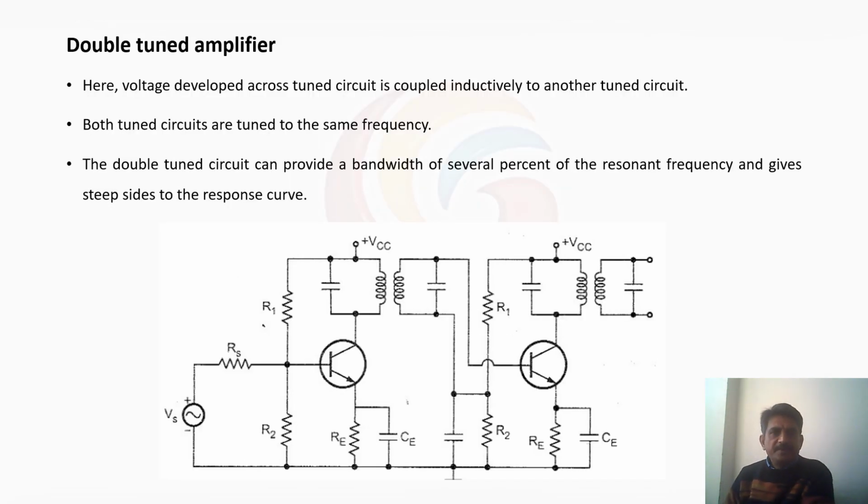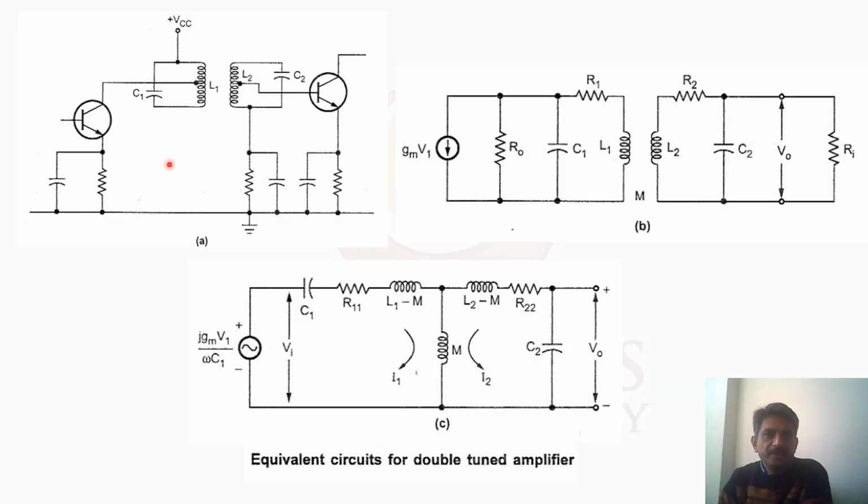Now the double tuned amplifier. You can see there are two stages, this and this. There will be two stages for that. So here the voltage is developed because the tuned circuit is coupled inductively to another circuit. Both tuned circuits are tuned to the same frequency. The double tuned circuit can provide a bandwidth of several percent of the resonant frequency and gives steep sides to the response curve. So here are the equivalent circuits for the double tuned amplifier.